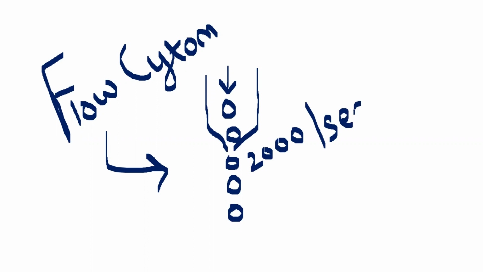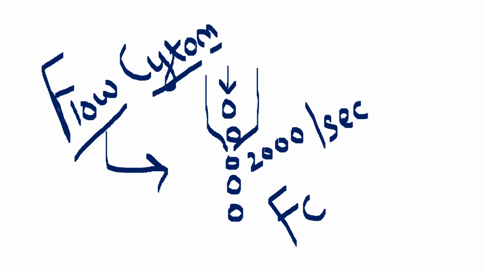Now, is it possible to count 2000 cells per second? It is really challenging, but flow cytometry can detect 2000 cells per second. That is the major advantage of flow cytometry: it can precisely count the cells very fast. Now I want to tell you a few more parameters. This is the meaning of flow cytometry: flow means the cells are in constant motion, cyto means cells, metry means to record. The recording of cells that are in motion is called flow cytometry.